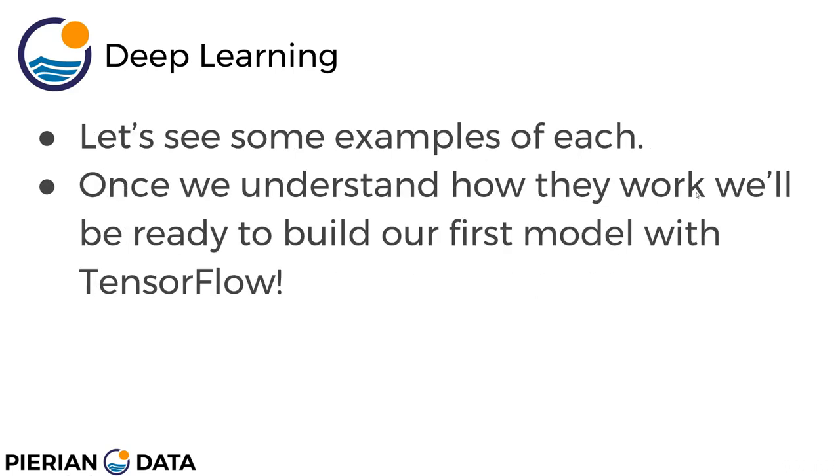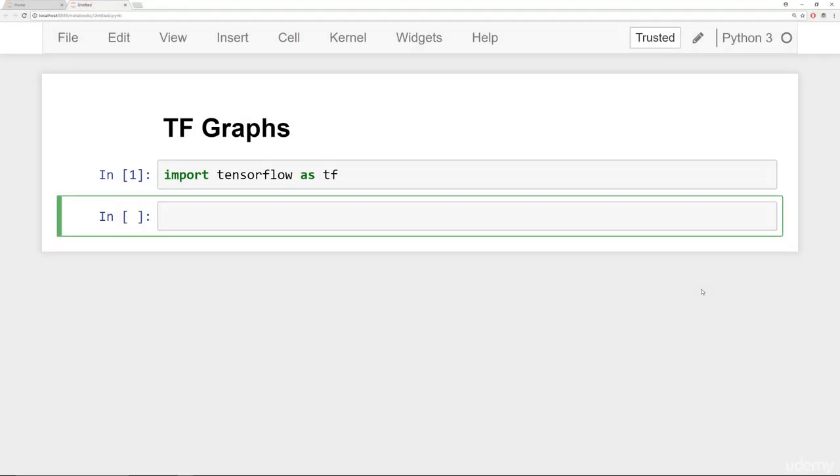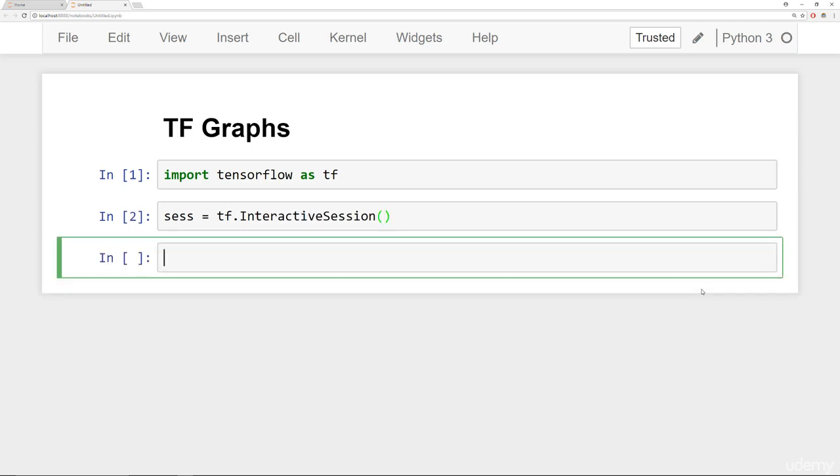Alright, let's go ahead and see some examples of each, and then once we understand placeholders and variables, we're going to be ready to build our first model of TensorFlow. Let's open up a Jupyter Notebook. Alright, so just very quickly I'm going to show you the syntax used in TensorFlow for variables and placeholders. I'm just going to create an interactive session here, so I'll say tf interactive session. That way I can run all of this in different cells.